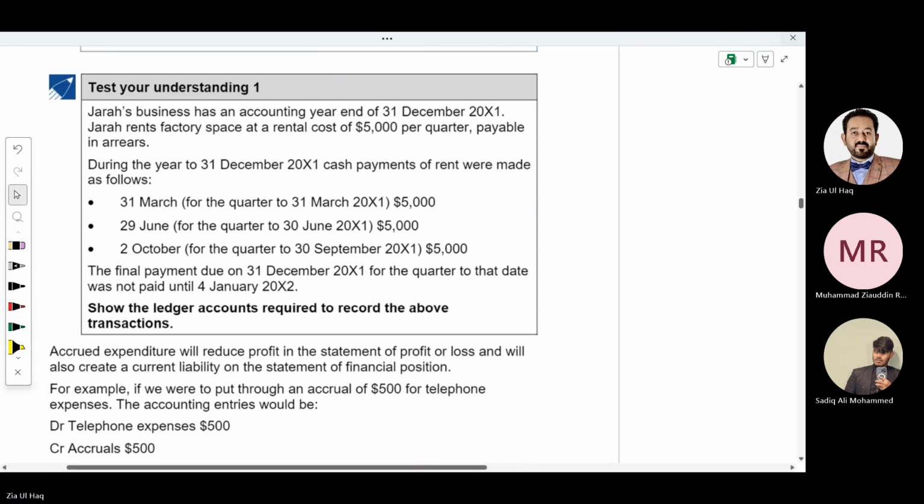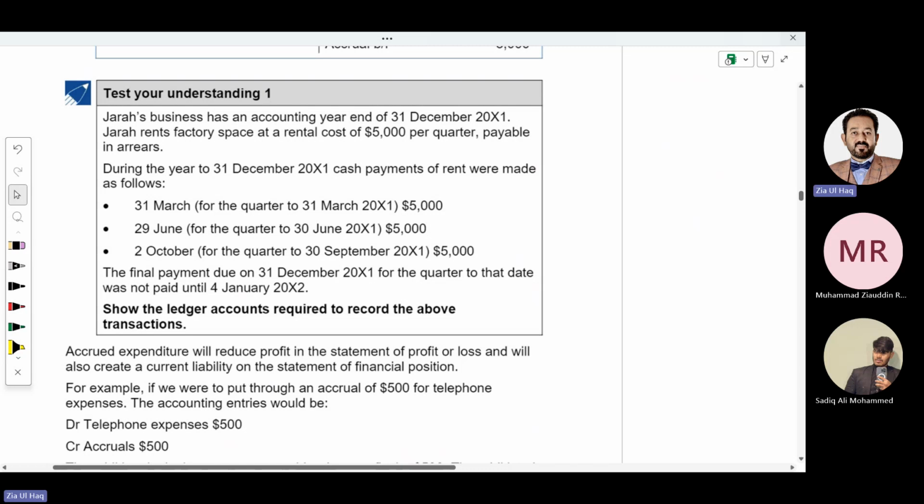Illustration 1. Jara's business has an accounting year end of 31st December 20x1. Jara's rents factory space at a rental cost of 5,000 per quarter. Mean he has rented out a building for his factory and the rent is 5,000 per quarter. Mean for the year, if there are 4 quarters, quarter 1, quarter 2, quarter 3, quarter 4, so 20,000 per year. Payable in arrears. What does that mean?